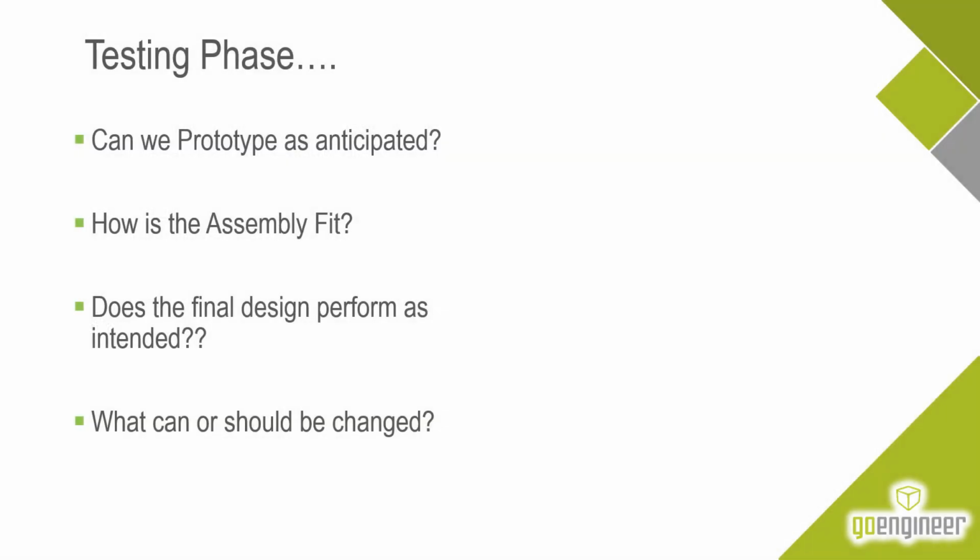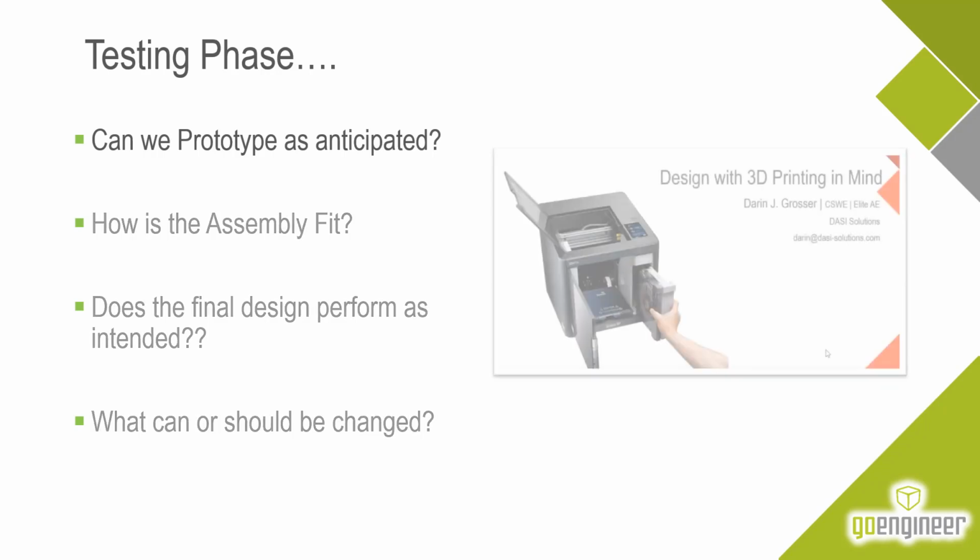So I want to figure out if this prototype is going to work as anticipated, how things are going to go together, because that's really going to drive whether we do some fine tuning. Does the final design actually perform? And what can or should we change? You know, you might find something that works, but maybe you think of something that can work better. You might find something that just really, really needs to be reworked.